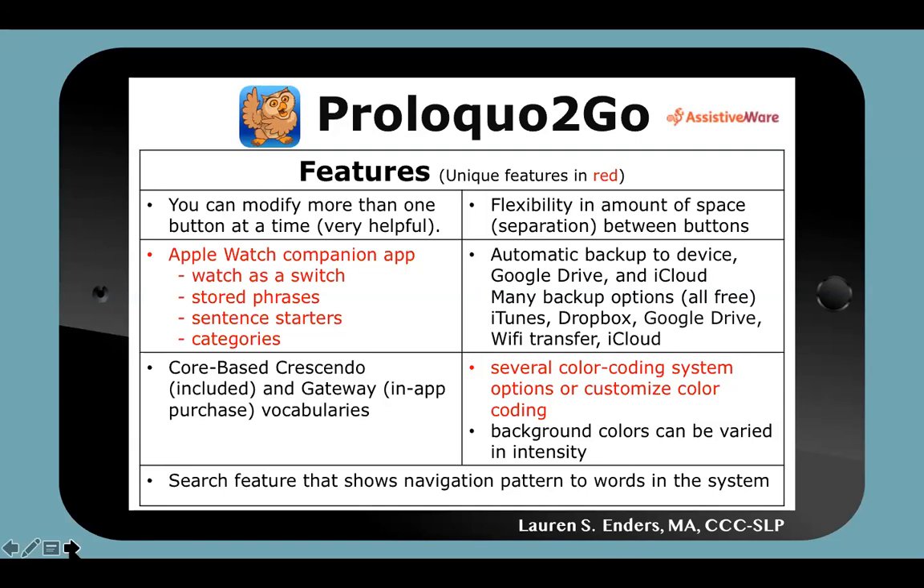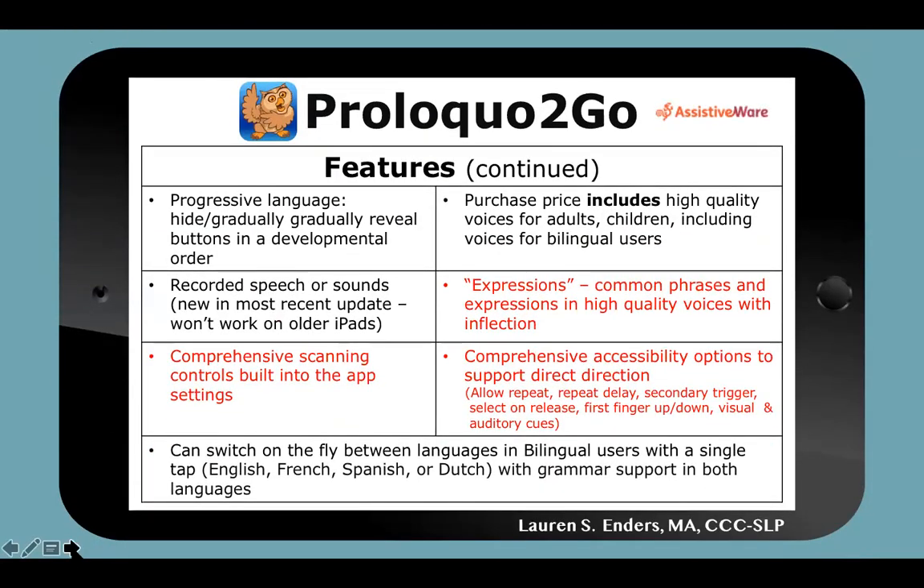You have several color coding system options. You can change the intensity of the background, of the actual buttons, and also of the overall background. There's a search feature that kind of brings you to the words you're looking for.